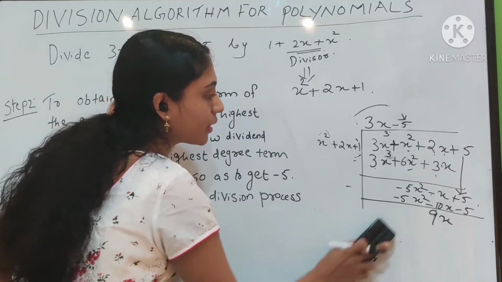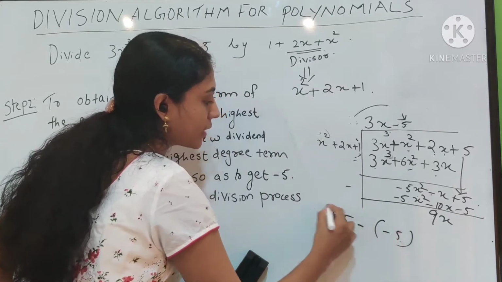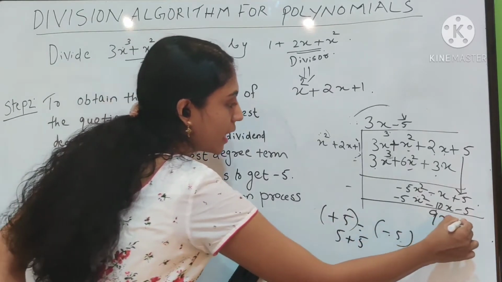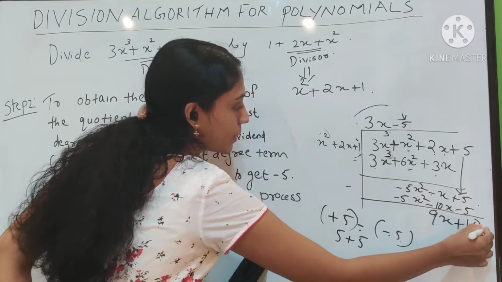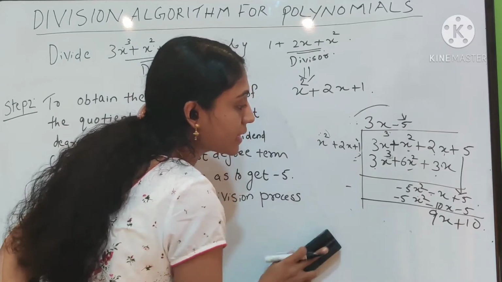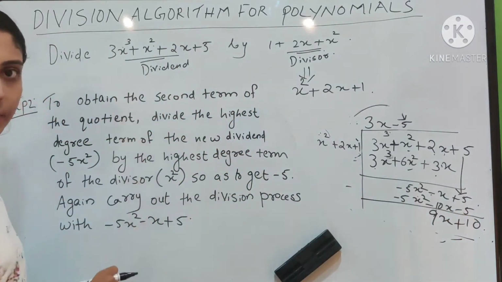Again, the third term, plus 5 and minus 5, right? So we are subtracting this. So 5 minus minus becomes plus. 5 plus 5 it is plus 10. So 9x plus 10. So our new remainder is 9x plus 10. So this is the second step. So write down this step, second step.